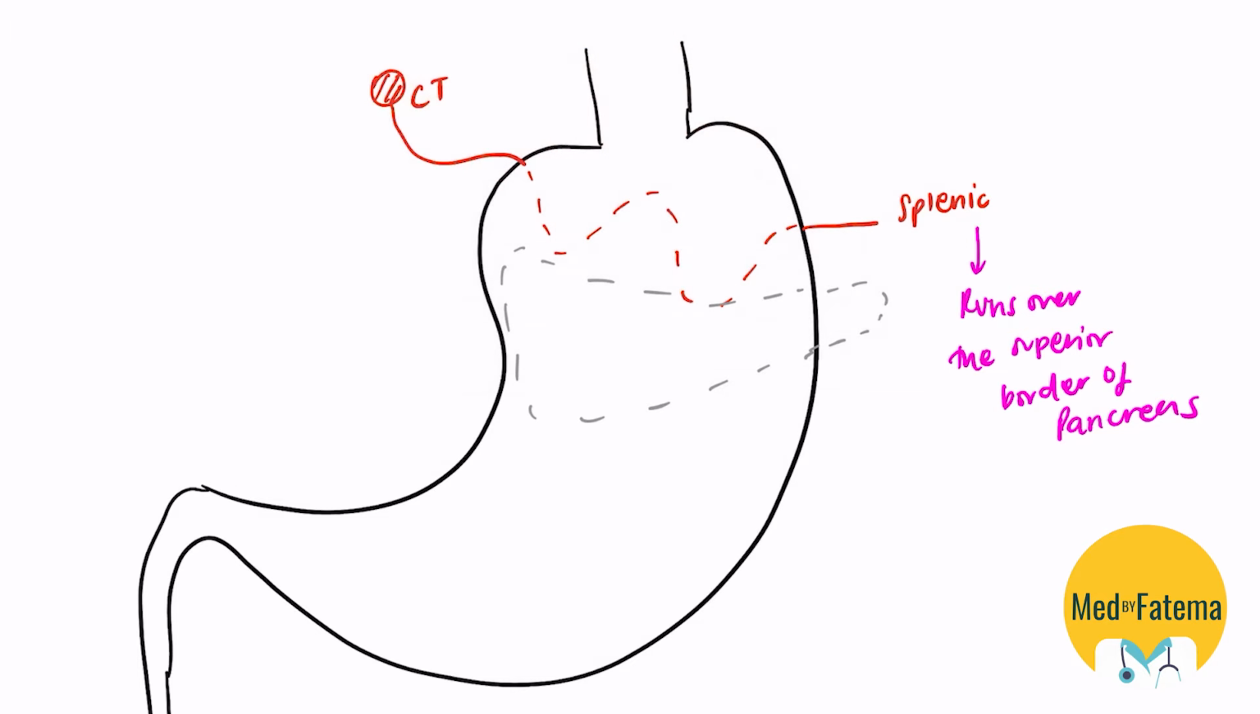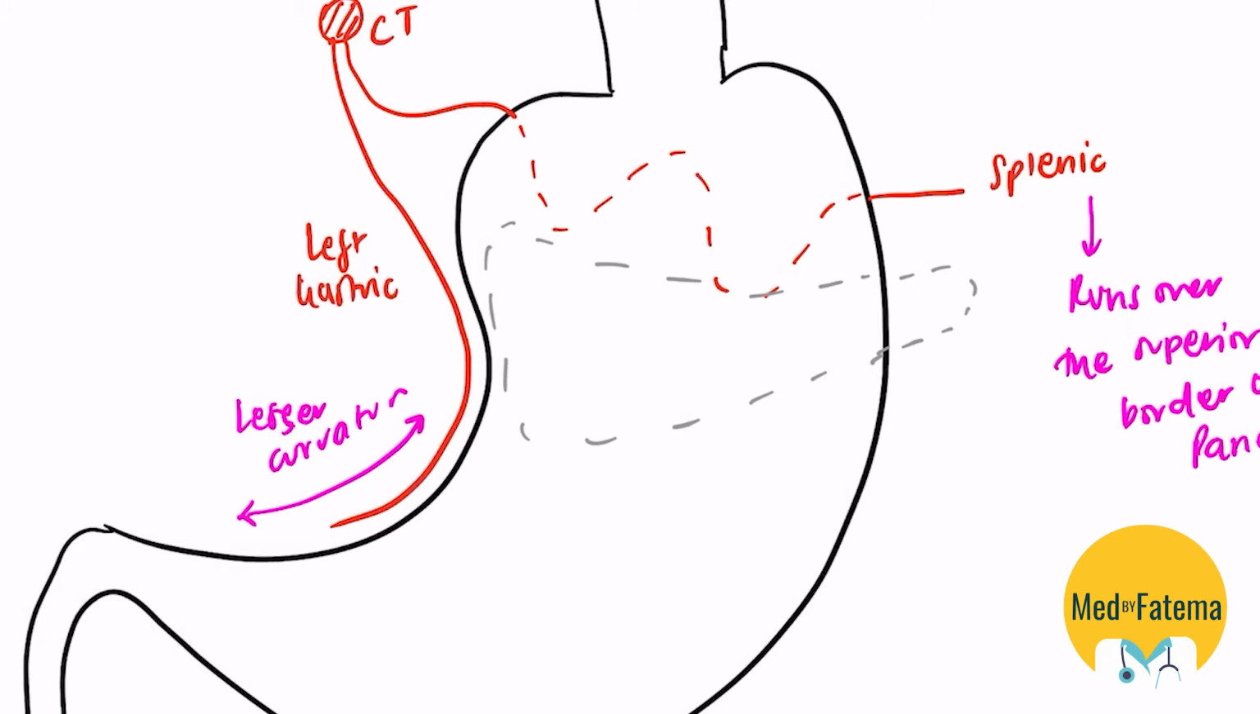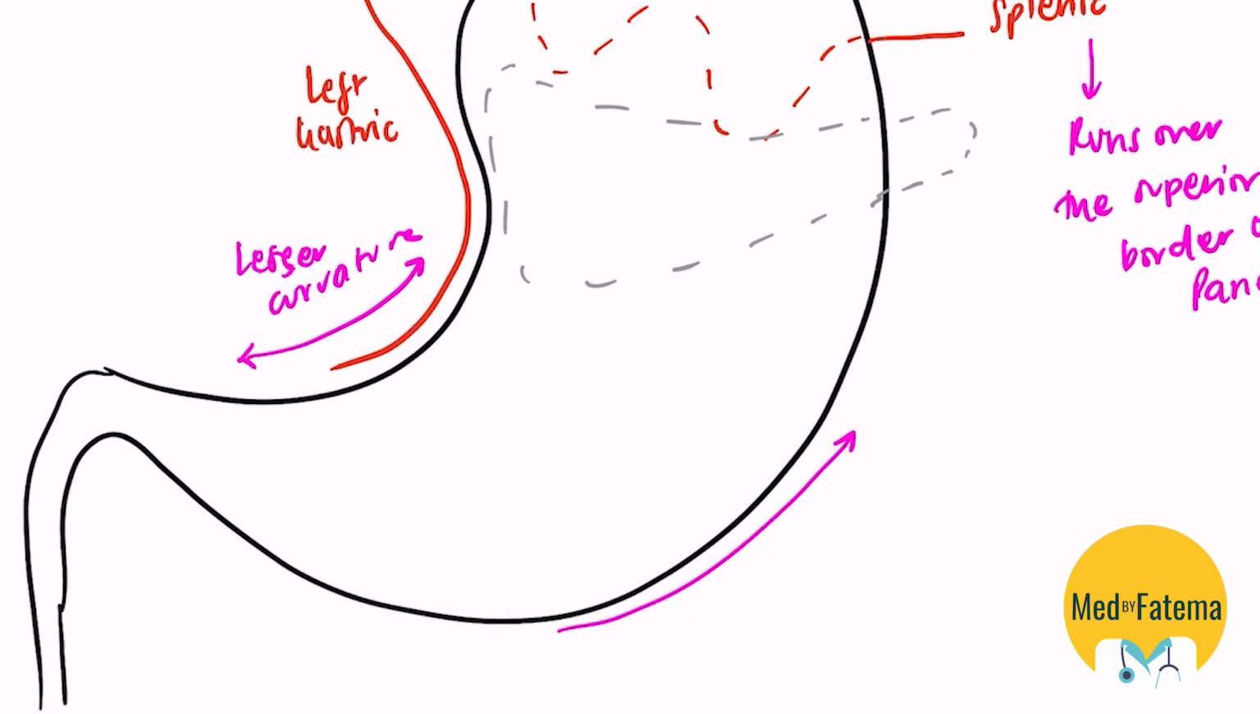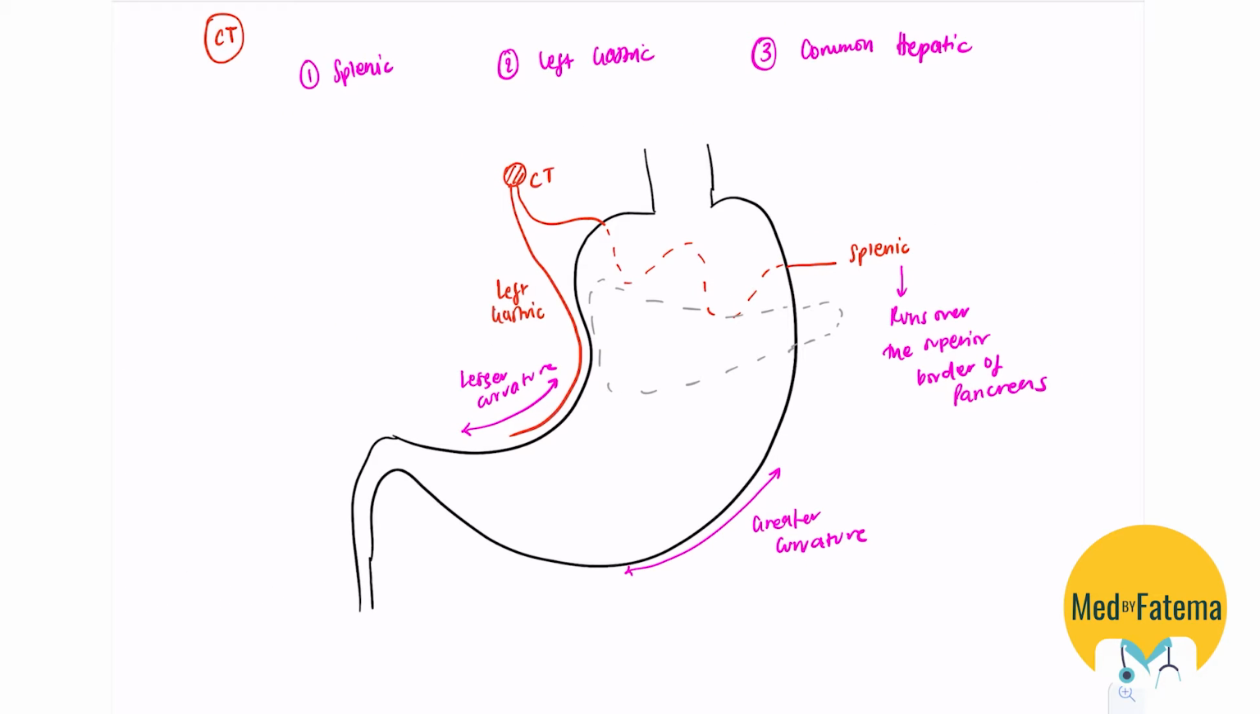Now the second branch of the celiac trunk, as I said, is the left gastric artery, which supplies the lesser curvature of the stomach. So this part over here is known as the lesser curvature, because it's a smaller curvature, and this part over here is known as the greater curvature of the stomach. So the left gastric supplies the left part of the lesser curvature of the stomach.